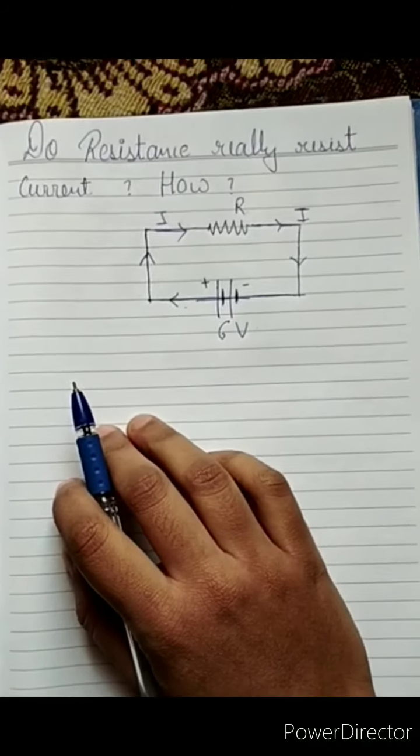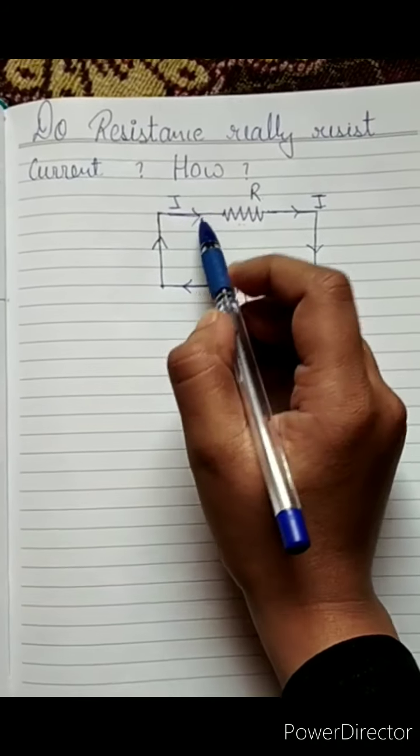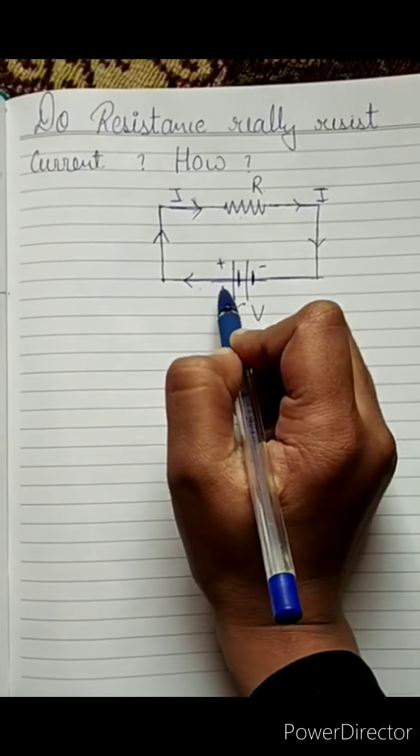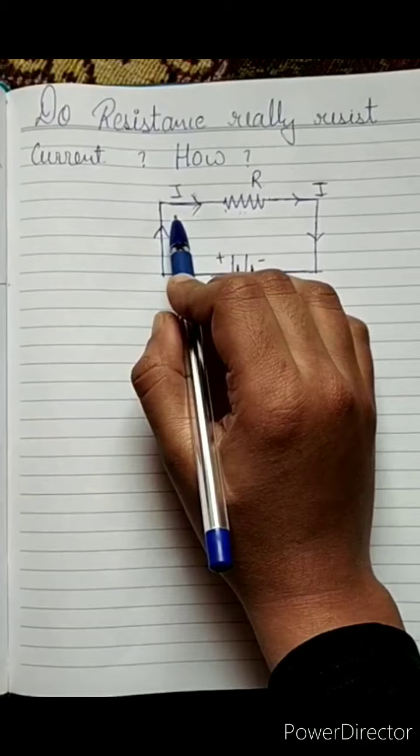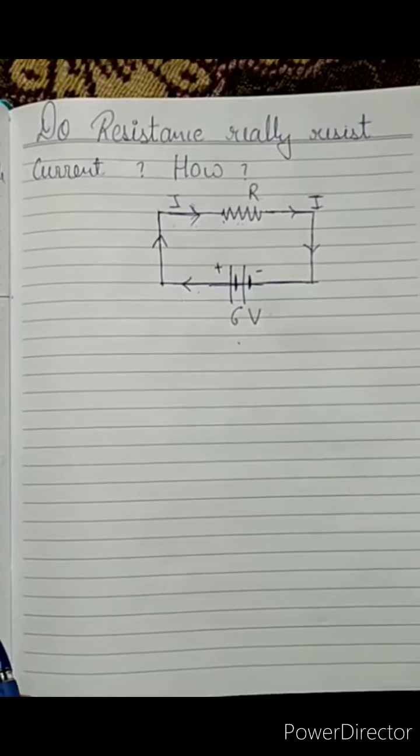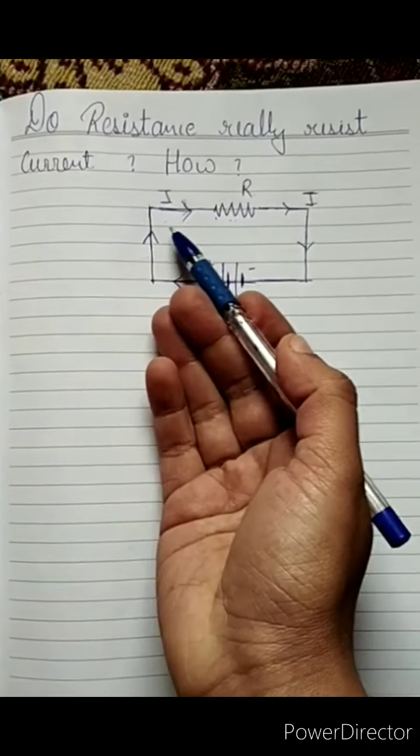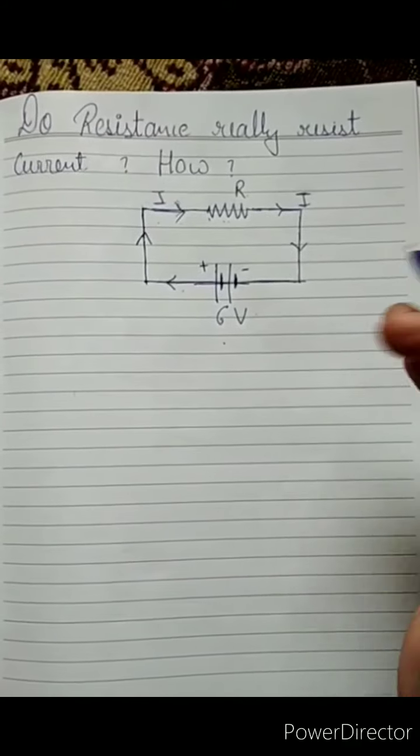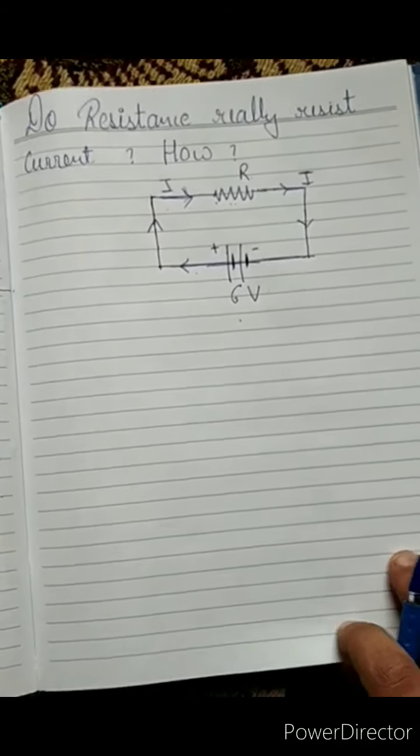Many times students ask me a question: if the resistance really resists current, then why do we generally write it like this? This is a 6 volt battery and let's suppose current I is flowing through it, and if this resistor resists this current, then why after the resistance do we get the same current I? Since it is resisting, the current has to be less, it has to be I dash, but it's the same I. Why? So friends, let's take an example.